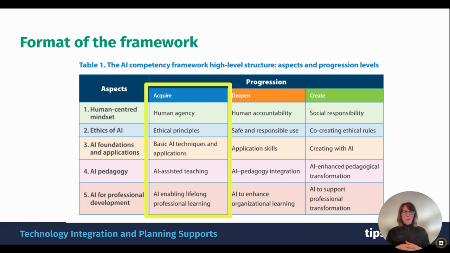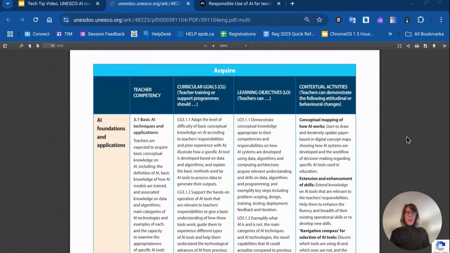This summary chart for the framework can be found on page 22 of the PDF document. You can see on the left-hand side the 5 aspects or learning competencies that are outlined, and then the 3 progressions as you move horizontally through the table. I've highlighted the acquire progression as a starting place. However, this chart can be helpful to you to determine your next step in learning or your priority area of interest.